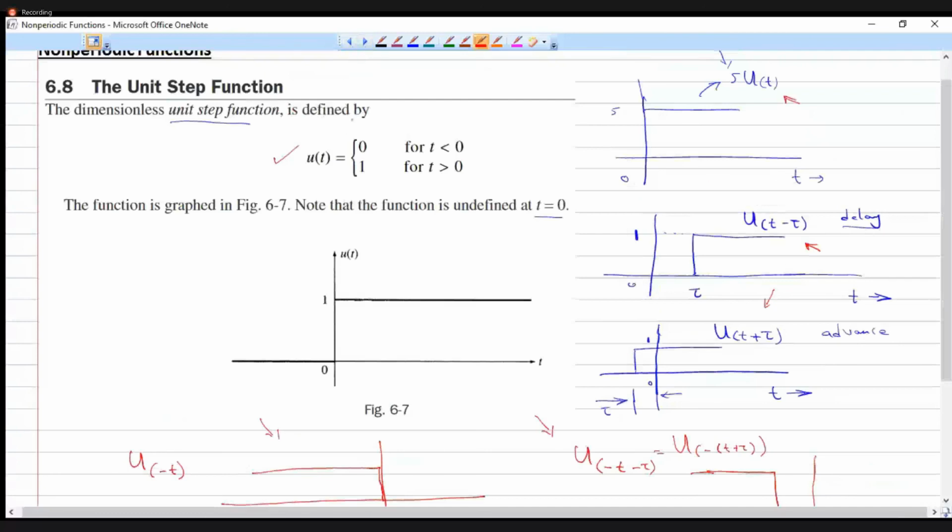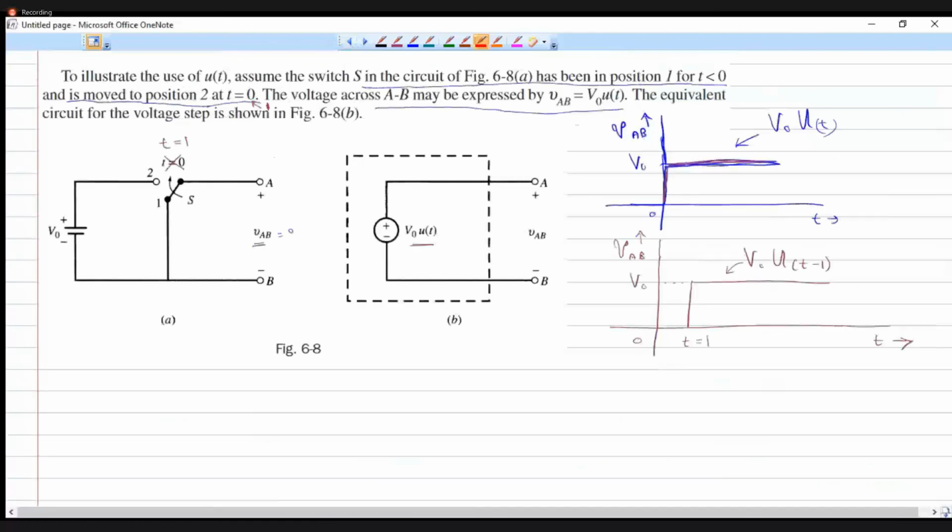Another method is also available. I will explain it because in one of the examples we have used this function also. When it comes, I will explain it once again. We have already completed that problem. Now this circuit explains the relevance of studying the standard non-periodic functions.